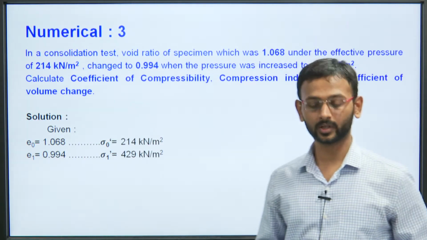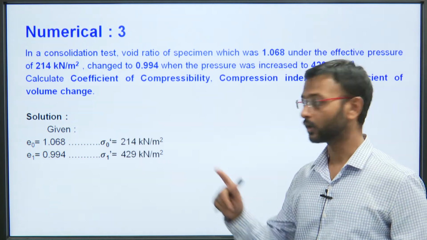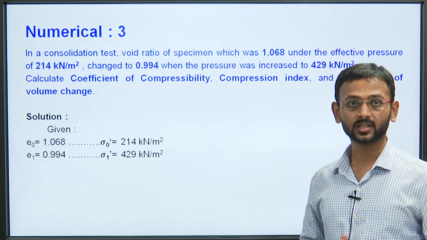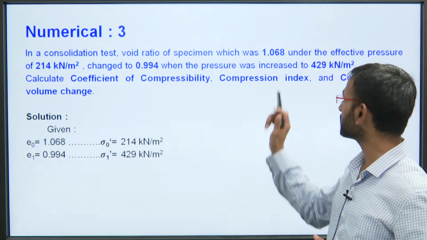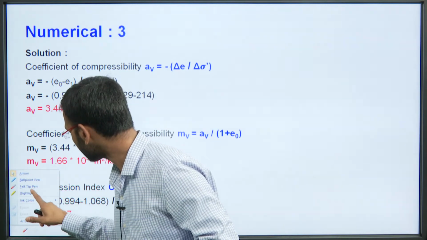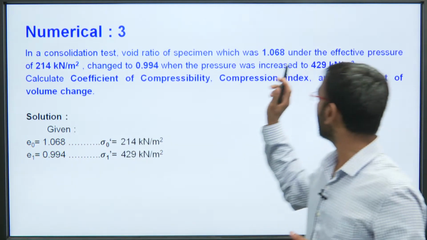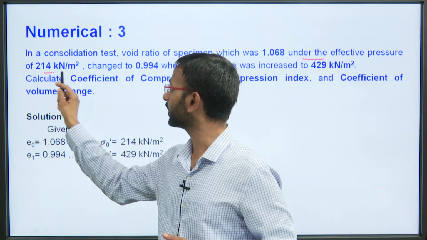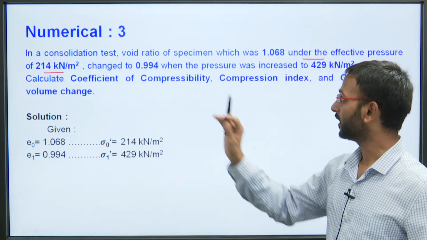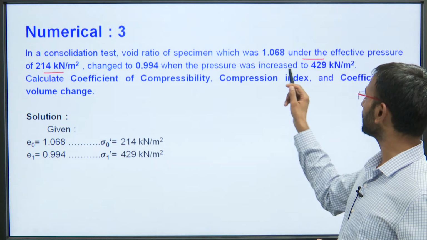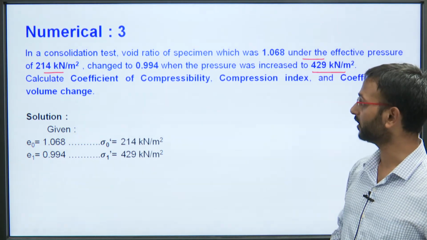So in this numerical we have already discussed the two numericals. Now in this third numerical, see what is given to you. In a consolidation test, the void ratio of the specimen was 1.068, which was under the effective pressure of 214 kilonewton per meter square. Now this was changed to 0.994 when the pressure was increased to 429 kilonewton per meter square.